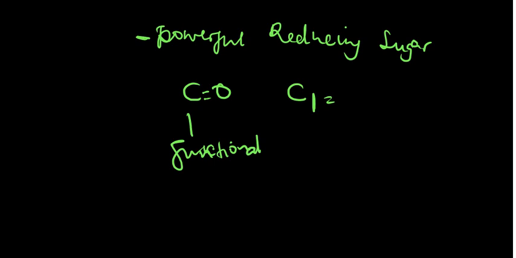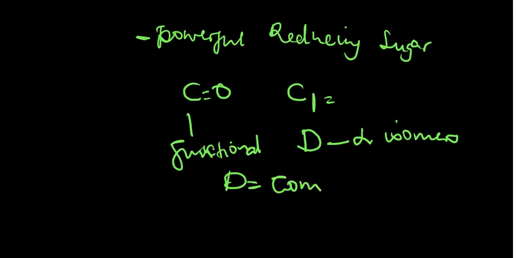Yes, so when you look at the L isomer, before we go to that, glucose has isomers such as D and L isomers. The D is common, but the L is less common.